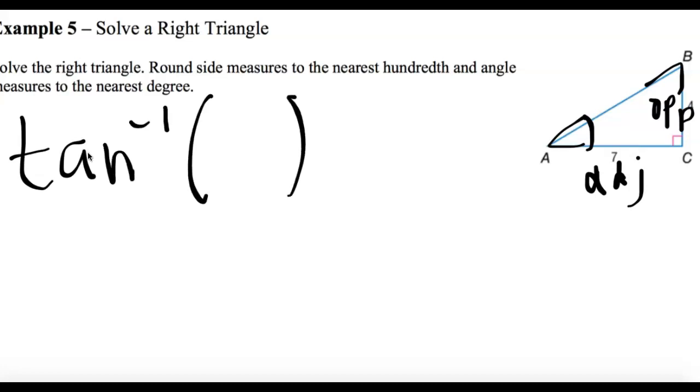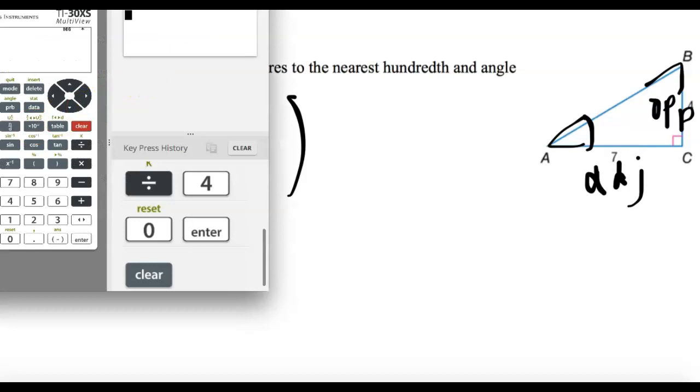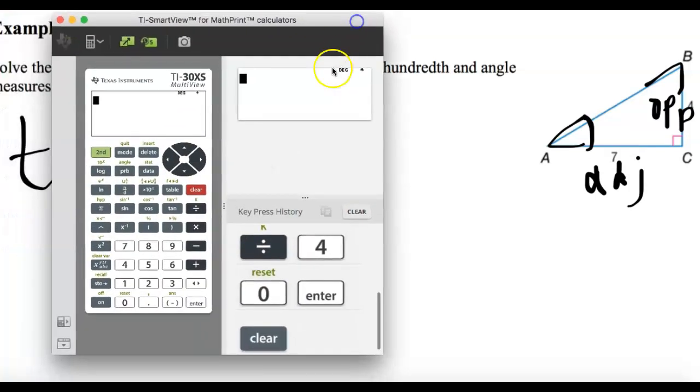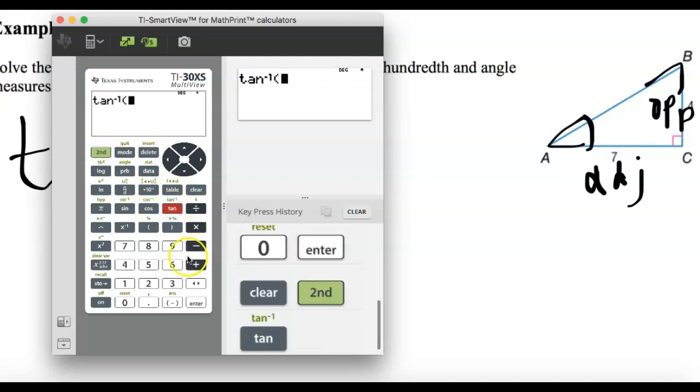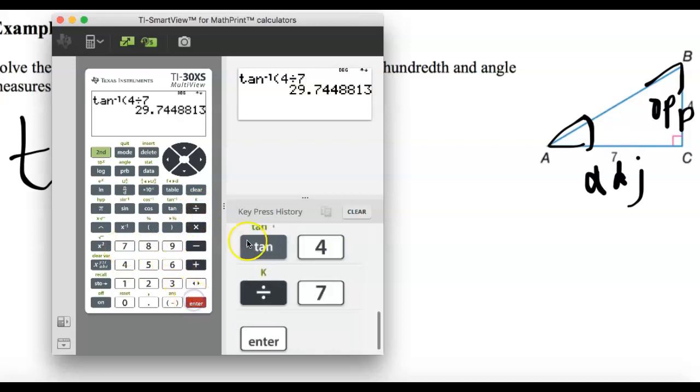And we're going to put in there our fraction, opposite first, which is 4, and our adjacent, which is 7. Then we need a calculator. Again, make sure that you are in degrees. So we go second tangent and 4/7. And we get the measure of that angle, rounded to degrees.